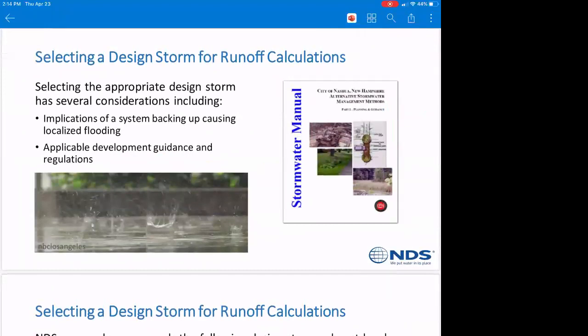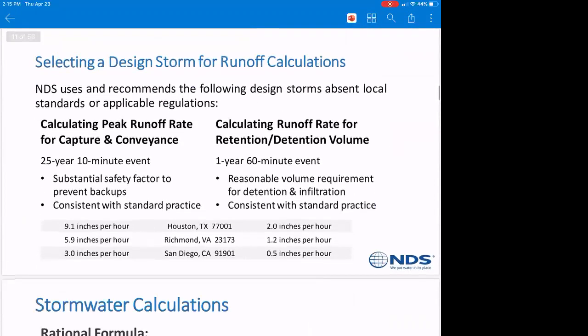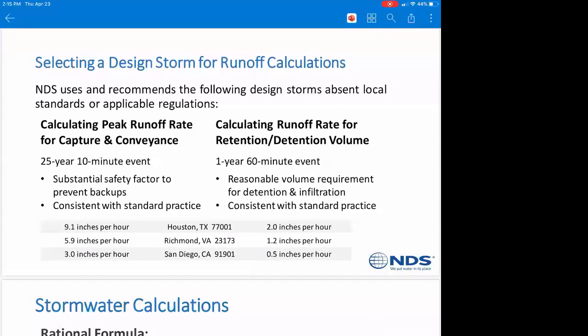So, selecting a design storm for runoff calculations, we just spoke about that. You have to make sure that you have the appropriate design storm, and it's always going to be applicable development guidance and regulations. Calculating peak runoff rate for capture and conveyance: we're going to be getting the water into the ground via a capture device and then moving it through a pipe. A 25-year, 10-minute event is going to be a pretty good baseline for that. Now, if you're calculating runoff rate for detention and retention, you're going to see a 1-year, 60-minute event, which can be a very different number than a 25-year, 10-minute event.